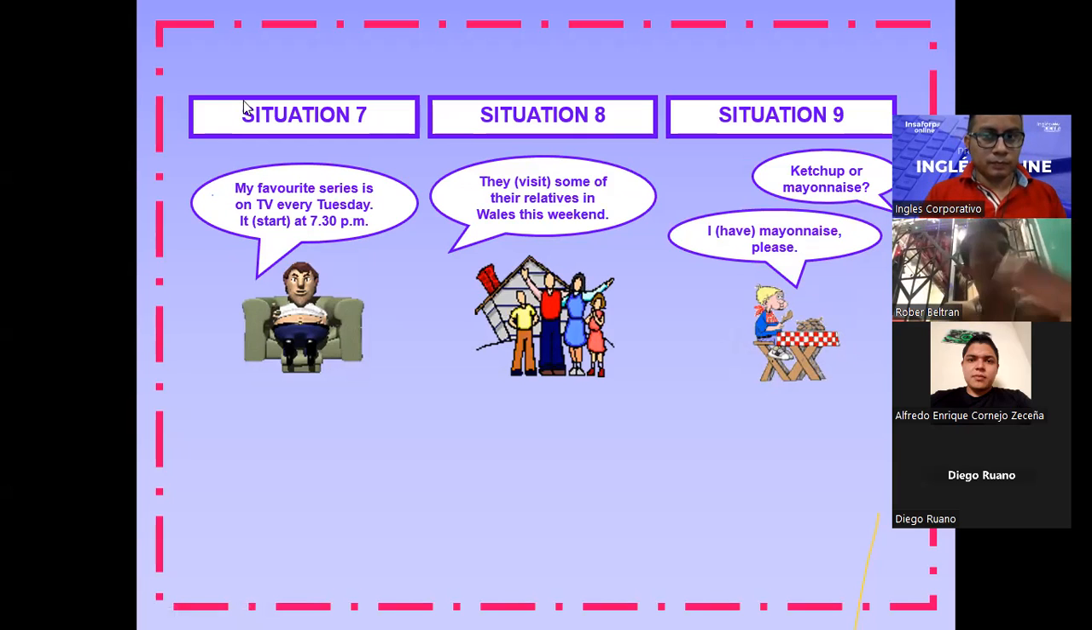It might be present continuous because it's like a timeline based on a schedule. But if it's a schedule, no es present continuous. So, ¿qué usamos para schedule? Will. Will tampoco es para schedule. Hay una. ¿Qué usamos para schedule? Exacto. Muy bien, Jocelyn, present simple, simple present, porque ese es un programa.